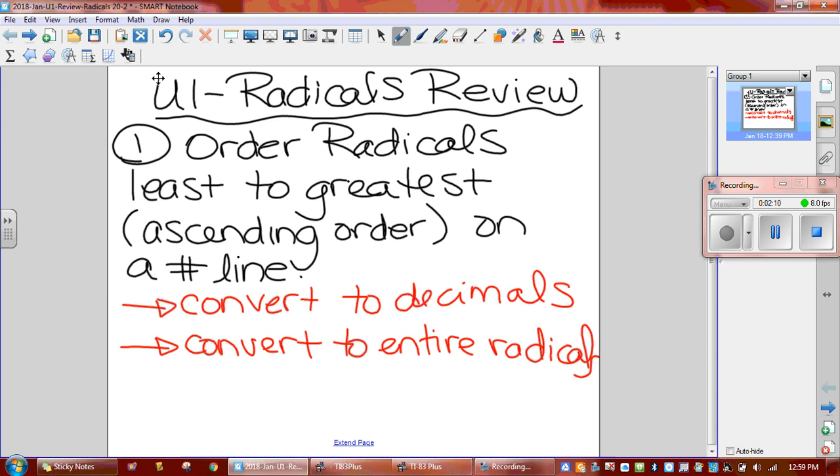Now the same goes for if it's a square root, or if it's a cube root, or if it's a fourth root, or a fifth root. We typically deal with square roots and cube roots, so those are what we deal with most. But you will see fourth roots and fifth roots. Okay.